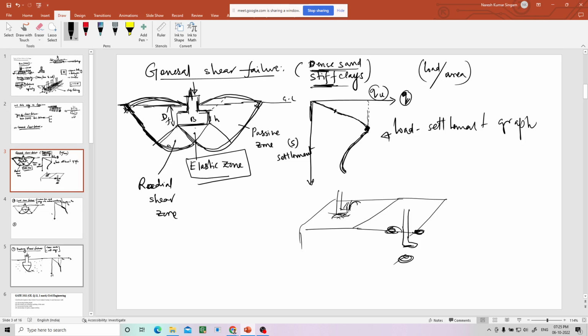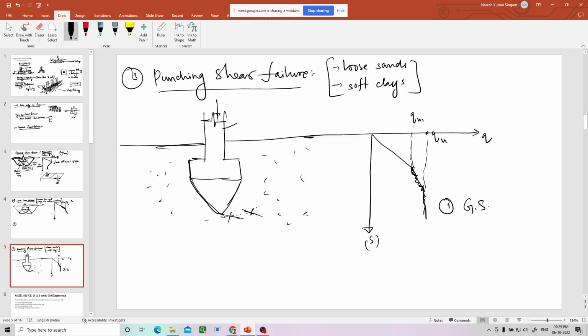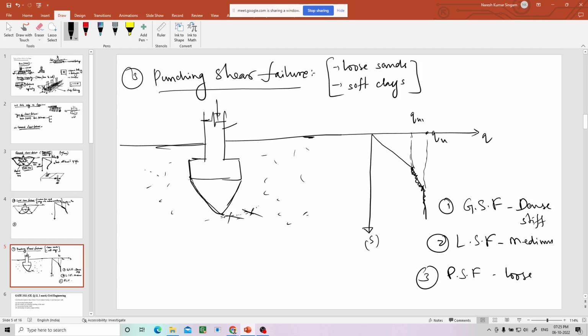So what did you understand from this? General shear failure can happen in dense sand or stiff clays, local shear failure will happen in medium dense or medium consistency soils, and punching shear failure will happen in loose sands. So in dense sand the packing between the grains will be more. Intergranular packing will be very high in dense sand. In medium it is a little less, and in loose sand it is even less. Soft clay you can write here. So this is all about shear failures and the different types of shear failure which exist.